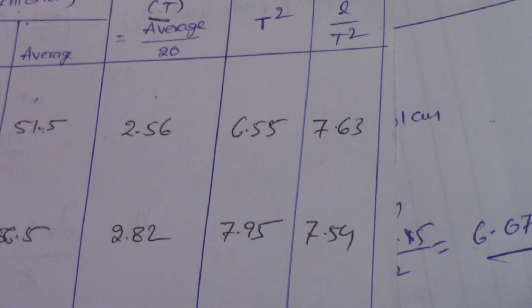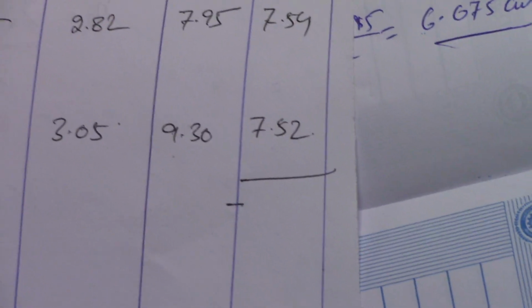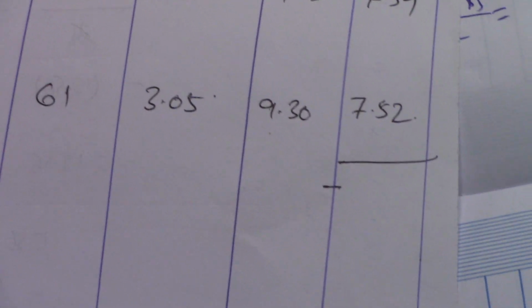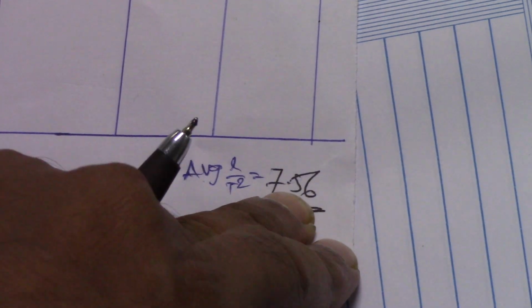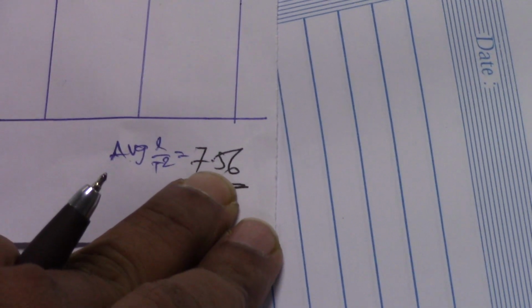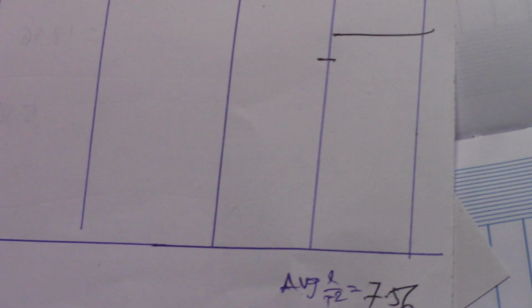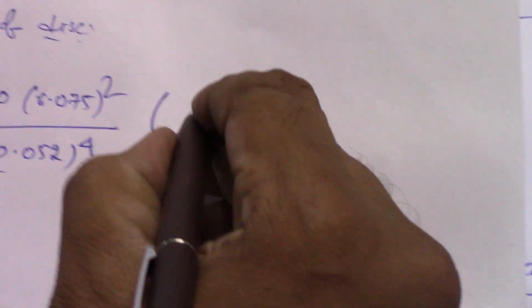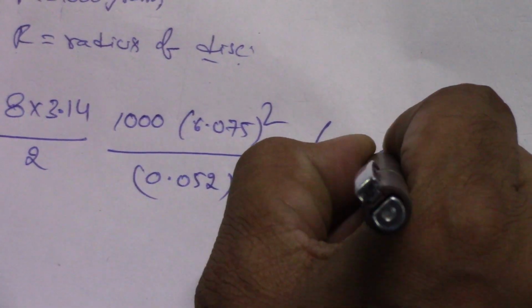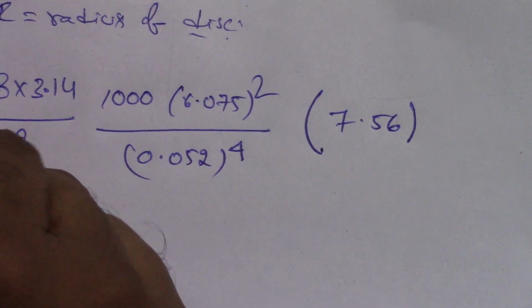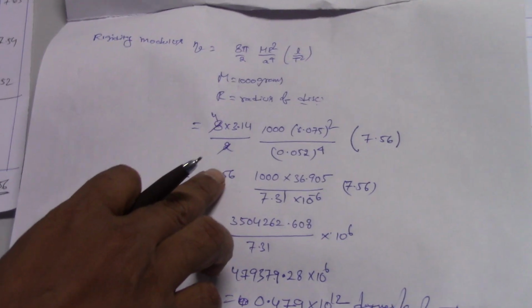As I already told you, this is the L by t square, students. Actually you have to draw the graph between L and t square, then from that you have to evaluate the L by t square value. But here this is the theoretical L by t square value. We got 7.56, but you have to take it from the graph. So for the demonstration purpose, I am taking the same theoretical value. So the L by t square value is 7.56.